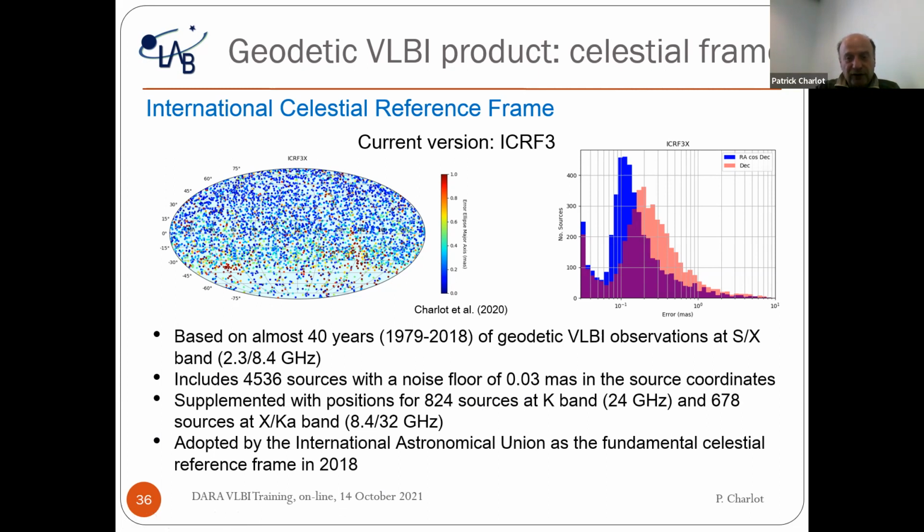So this is the actual reference in the sky, and this is called ICRF3 because this is the third version. The first version was made in 1998. The second version was in 2009, and the third version in 2018. We do this roughly every 10 years or so.